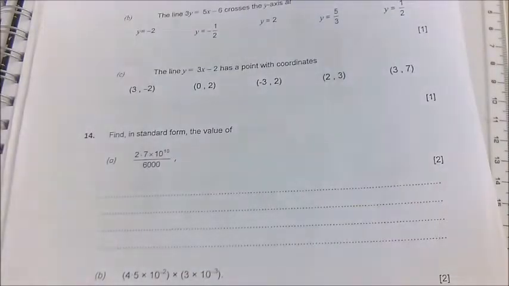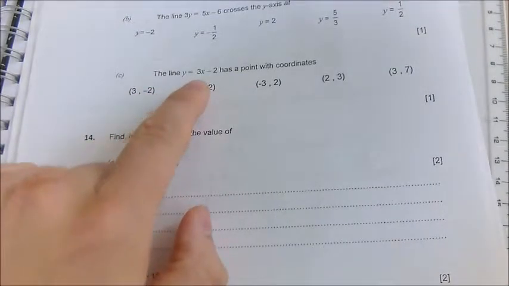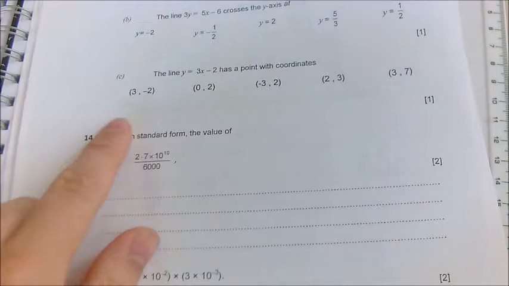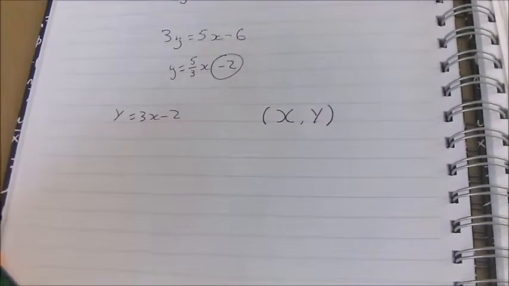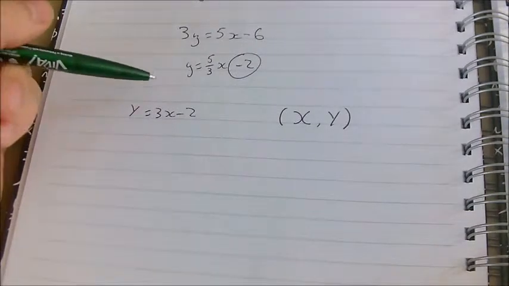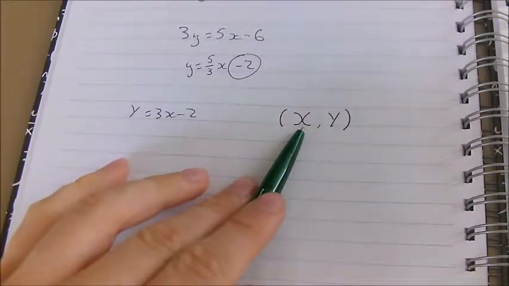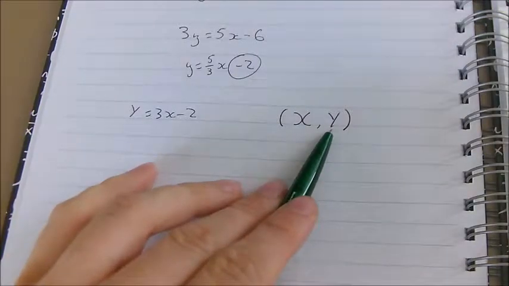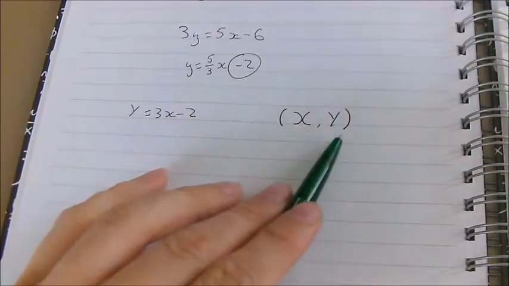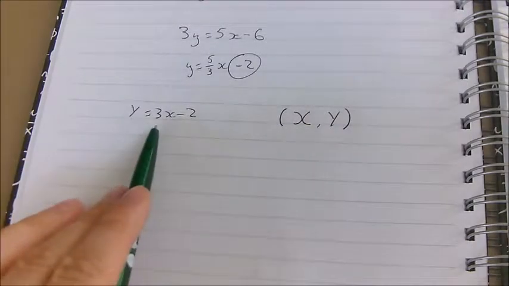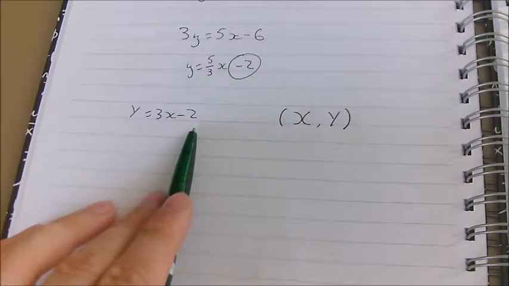And finally for this question, the line y equals 3x minus 2 has a point with coordinates, and then we have to circle which one is correct, okay? And now, if I go across to my book here, when it comes to coordinates, the first number is x, and then the second number is y, okay? So, in this equation here, or the line here, y is 3 lots of x and then take away 2.